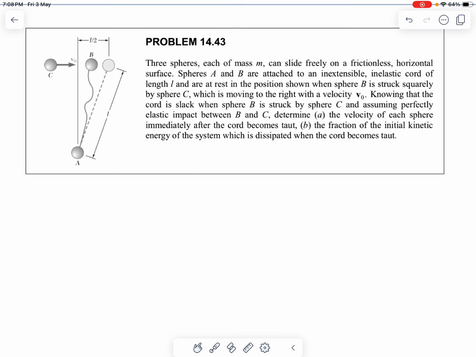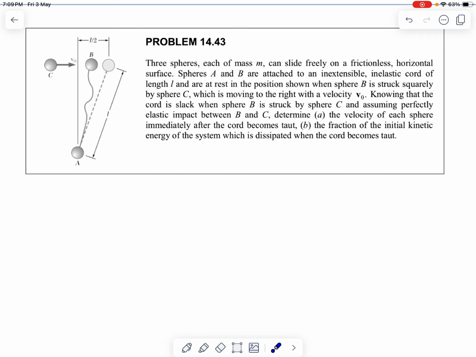Okay, dear student, let me solve this problem from the tutorial. So here, this ball C strikes this ball B, and balls A and B are connected by a string, and initially the string is slack. Of course, when C strikes B, B will get some velocity, and after some time it will reach the position shown over here, and this string will become taut.